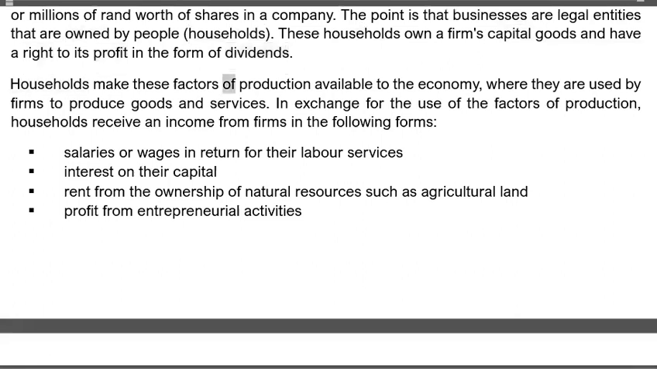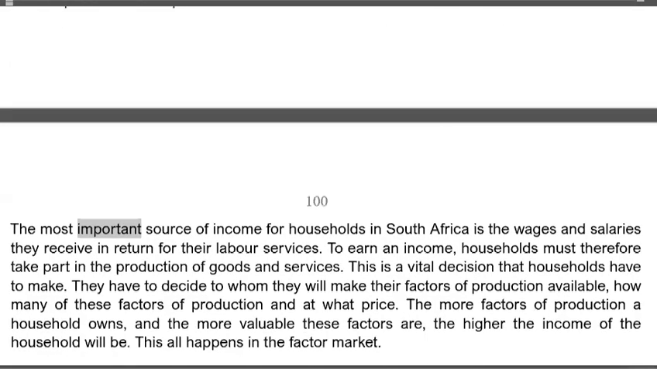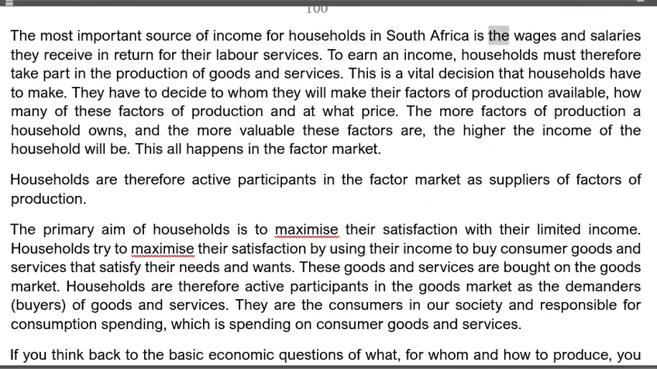Households make these factors of production available to the economy, where they are used by firms to produce goods and services. In exchange for the use of the factors of production, households receive an income from firms in the following forms. Salaries or wages in return for their labor services. Interest on their capital. Rent from the ownership of natural resources such as agricultural land. Profit from entrepreneurial activities. The most important source of income for households in South Africa is the wages and salaries they receive in return for their labor services.